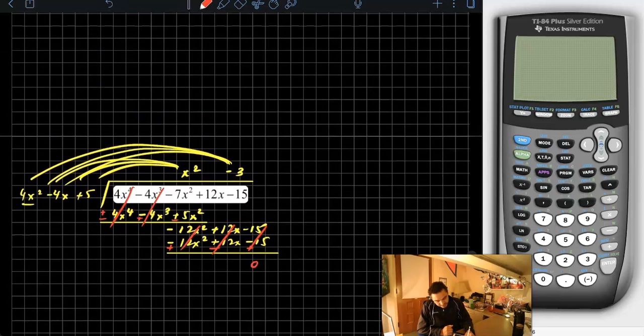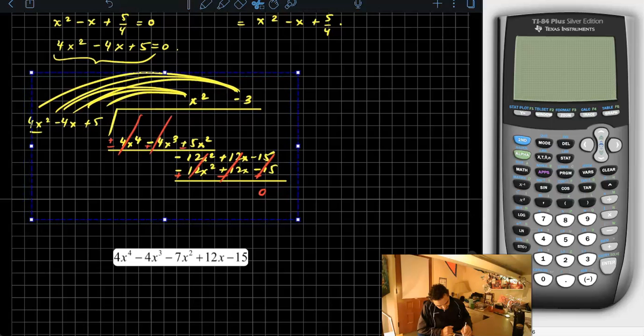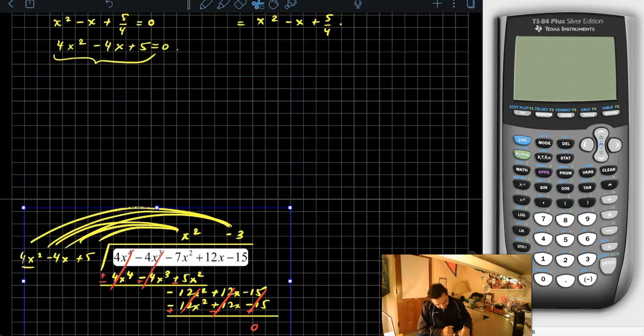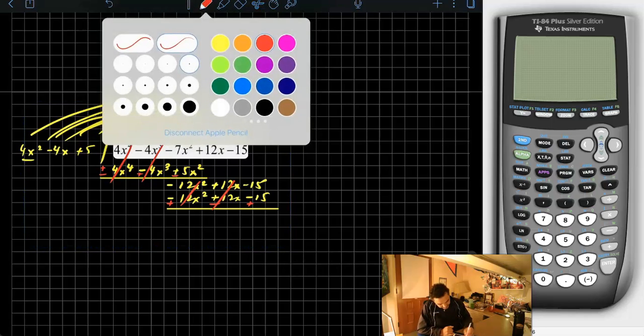I might move this up here just to have saved some space. Oops. I didn't realize it would be so short. Actually, it's all good. We can leave it down here. We're not wasting much paper. Okay, so our remainder was indeed 0.